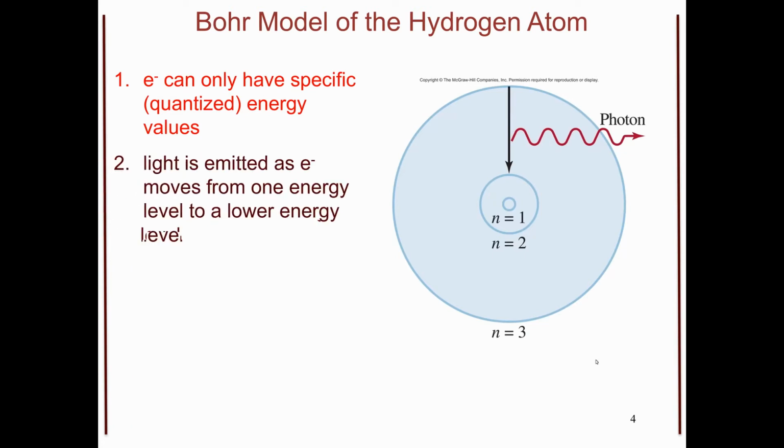The second idea was that light is emitted as energy moves the electron either up from a lower energy level, and we need to see how that determines it in many cases. So let's look at it again. Light is emitted as electrons move from one energy level to a lower one.